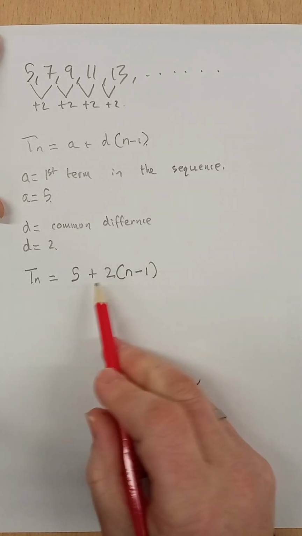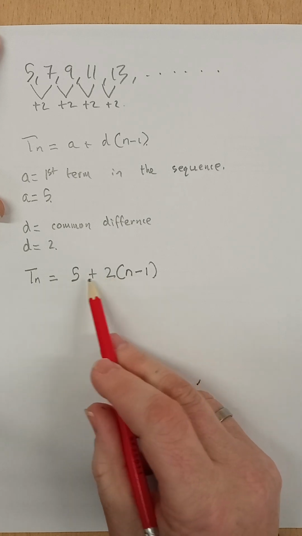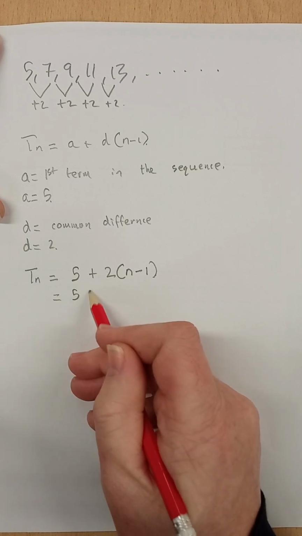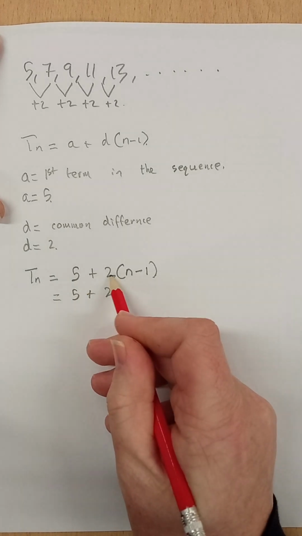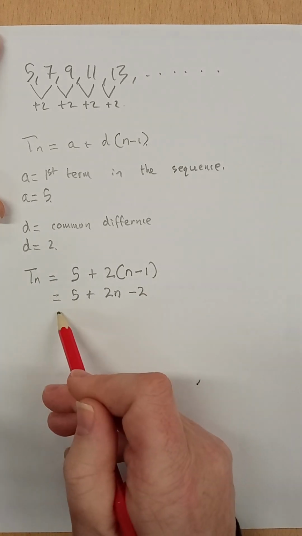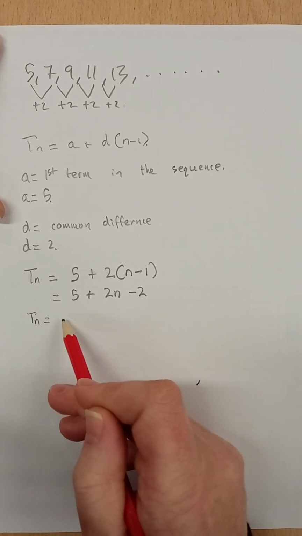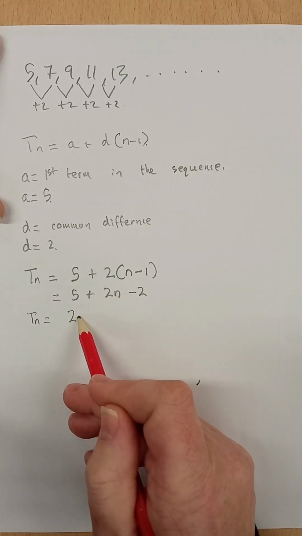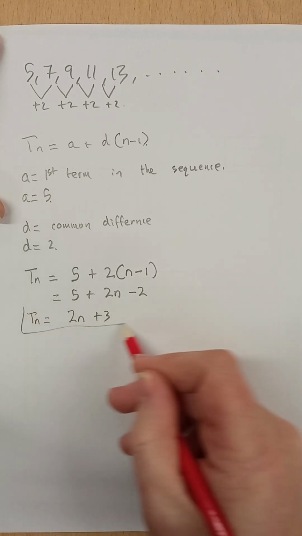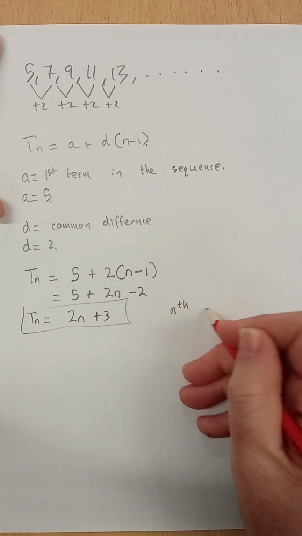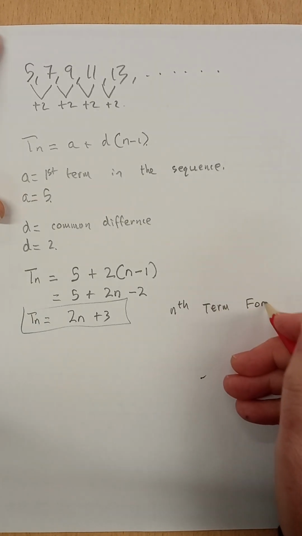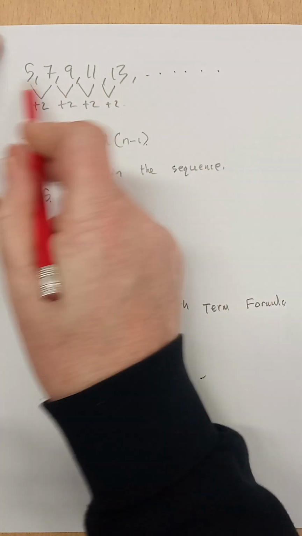Now, you can leave it like that. However, you're expected to be able to tidy this up by multiplying out the bracket. So that's 5 plus 2 times n, and then 2 times minus 1 is minus 2. So our nth formula is actually 2n. Always put the n first. 5 subtract 2 is 3. So this is the formula. This is the nth term formula for this sequence of numbers.